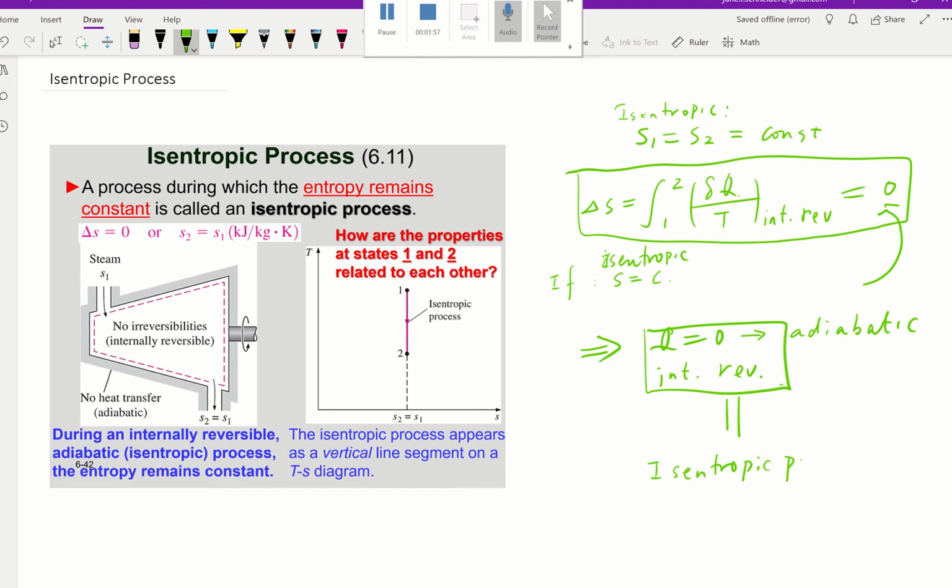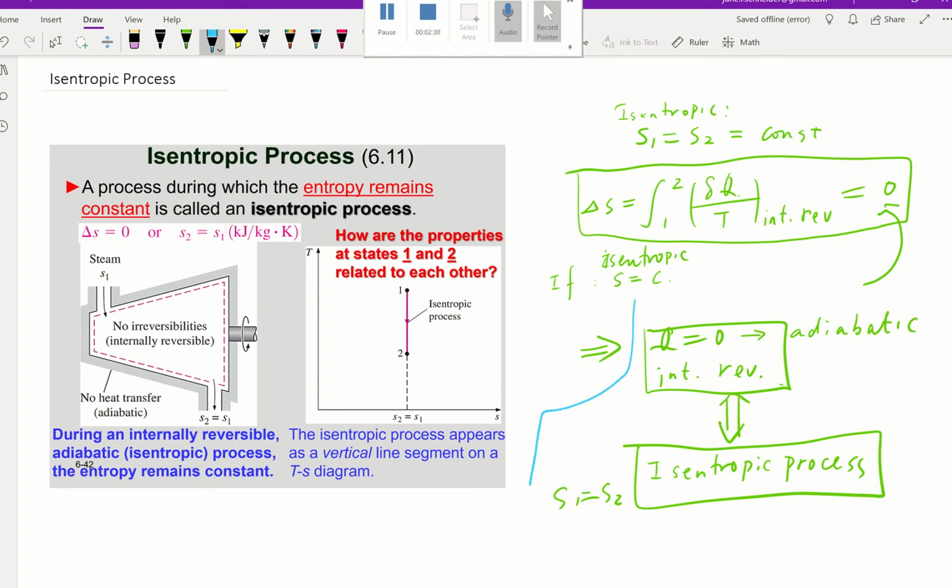Okay, so whenever we see a problem that says this is an internally reversible process and also adiabatic, then we automatically realize S1 is equal to S2, an isentropic process. Or if they tell us it's an isentropic process, we know S1 equals S2. We also know it's an internally reversible process and heat transfer has to be equal to 0, which means it's adiabatic. Okay, that's super helpful.